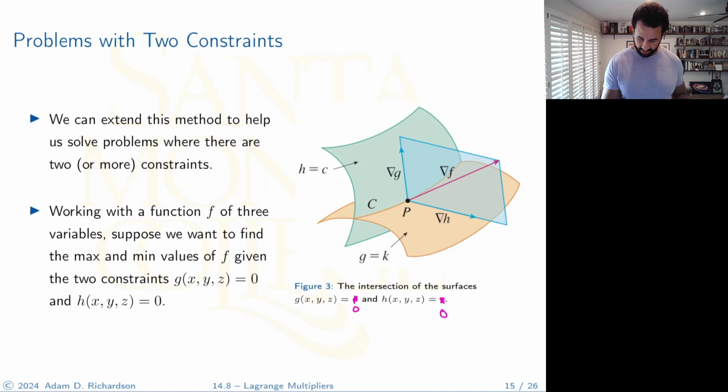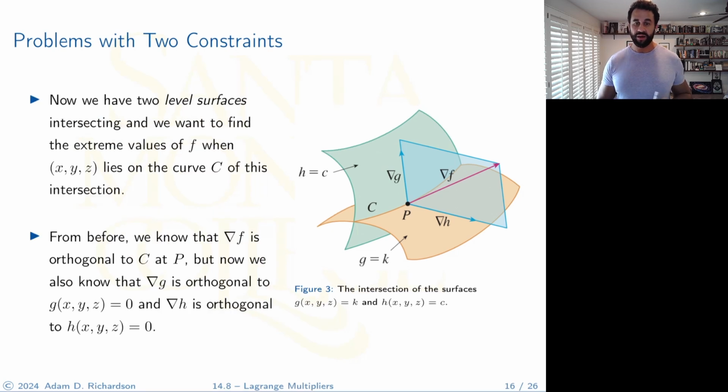Remember what I was saying before, which is that we're encapsulating the k and the c values within our function itself. So basically subtract so that you can just write your function as g equals blah, blah, blah minus k, and h equals blah, blah, blah minus c, just to make things easy.